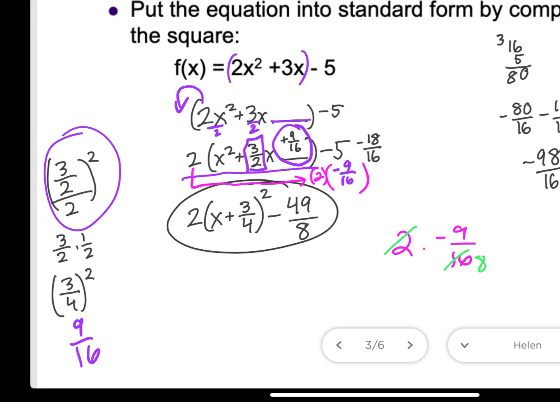So now she left it as 18/16, which is fine. You just have to simplify at the end, or you simplify it now to make that negative 9/8. And then I'm doing negative 5 minus 9/8. This is negative 40/8 minus 9/8, which is negative 49/8.